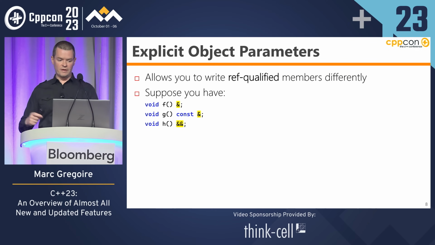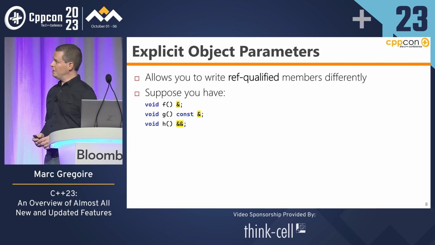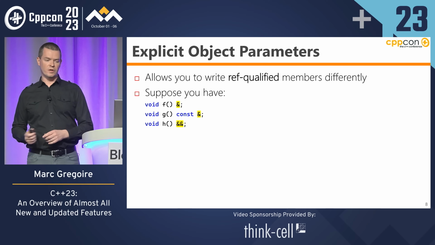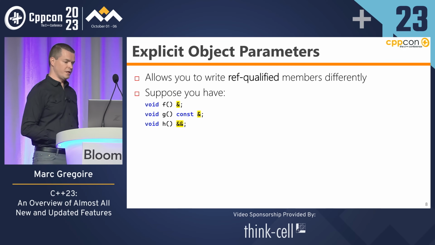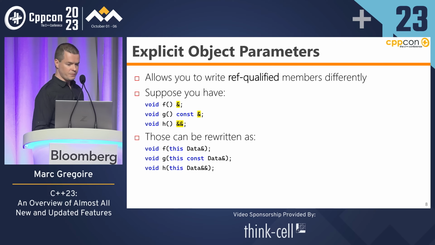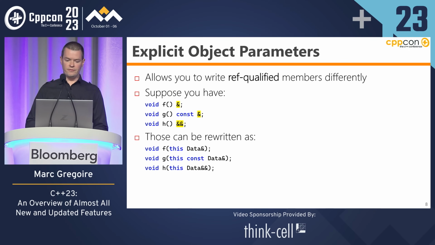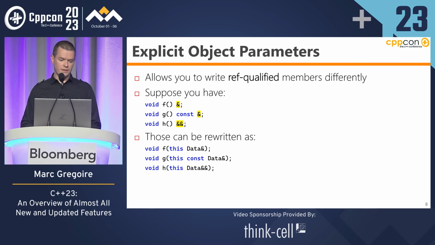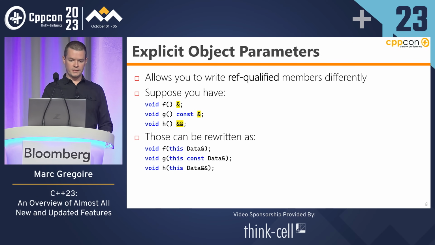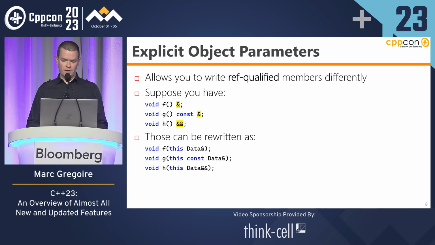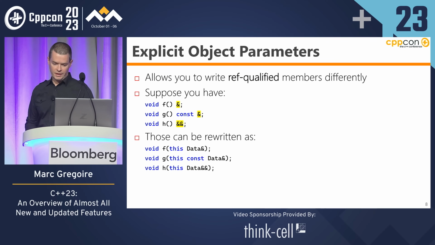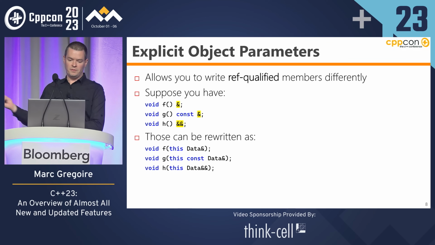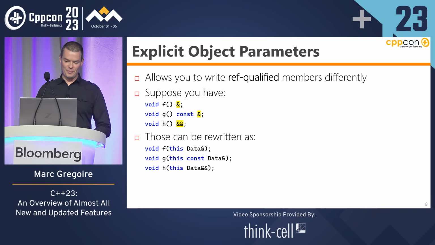Now, in this simple contrived example, it's clear that I have these ref qualifiers. Of course, in real life, you will have some parameters. You have longer function names. So during a code review, for example, it might be easy to miss these ref qualifications that are at the end of your signature. So you can use explicit object parameters to write this differently, and this is the syntax for how you would do that. So in this case, f can only be called on lvalues, g on const lvalues, and h on rvalues. And if you see this in a code review, you can't miss it, right? Because it's much more obvious.